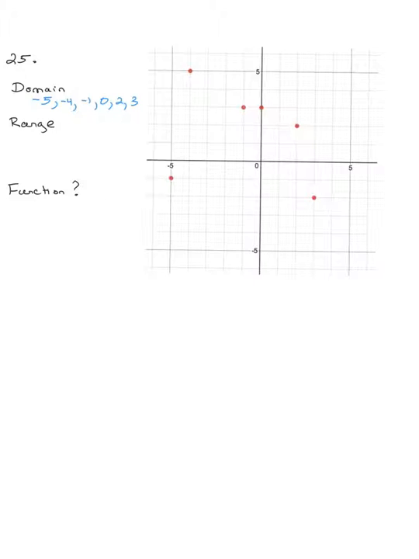Range is almost identical, except you don't look to the x-axis, you look to the y-axis. Instead of working left to right, I'm going to work from bottom to top. So that means I encounter this point first. I'm not looking at the x value, I'm looking at the y value. And the y value is -2, so that's in my range. Moving to this point next, the y value is -1. Looking to this point next, the y value is 2.